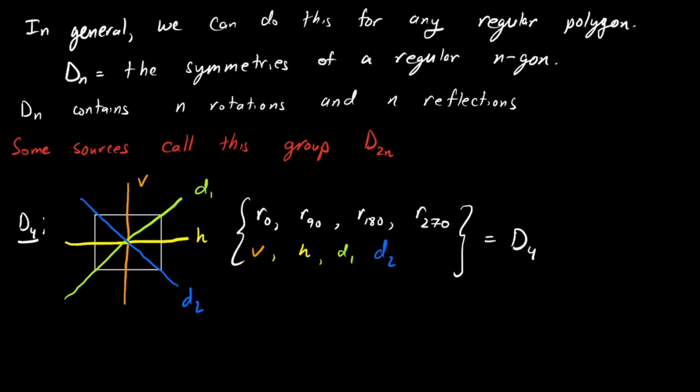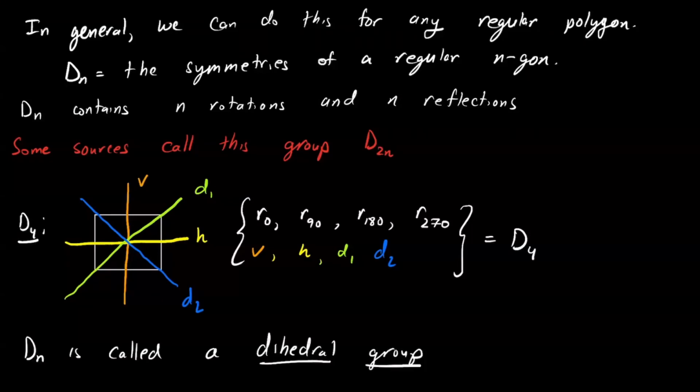And then I could repeat this for a pentagon. I'll get 10 symmetries. I can do this for a hexagon. I'll get 12 symmetries, and so on and so forth. These are what are called the dihedral groups. I've taken the time to write that at the bottom. It's called a dihedral group if you'd like to learn more about them.